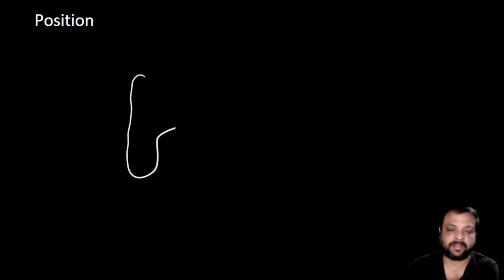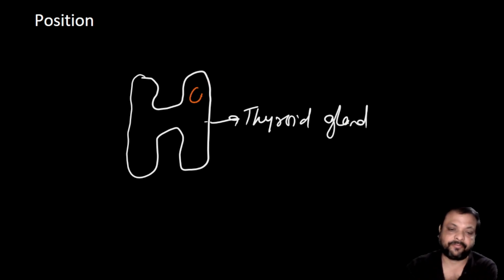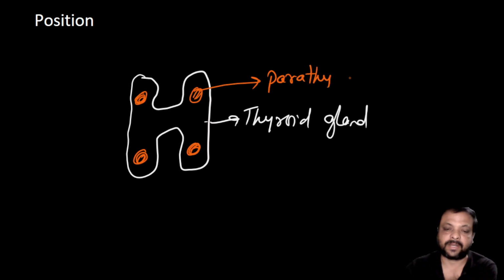So we'll discuss its position first. We have already discussed the thyroid gland in my last lecture. Suppose this is the thyroid gland. In the posterior part, means back, we find these red color structures present. These structures are called the parathyroid glands.